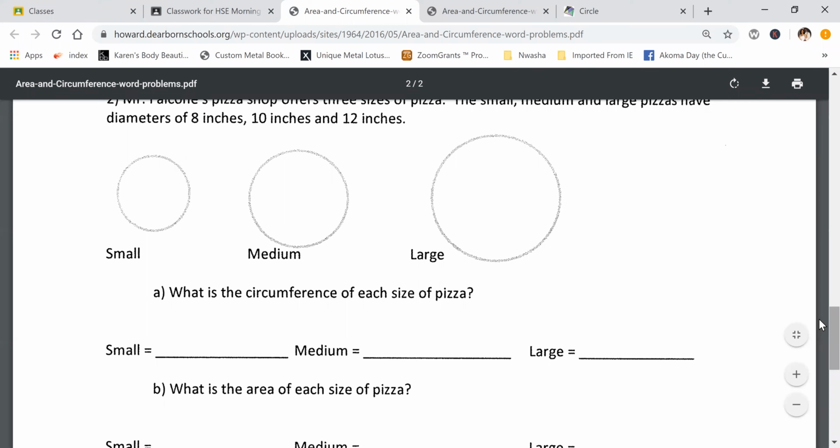So looking at the medium pizza, if you're going to model the same thing you did for the small, the medium pizza is 10 inches. So to find the circumference of the pizza, you should be saying 10 times what? 10 times pi. 10 times pi or 10 times 3.14.